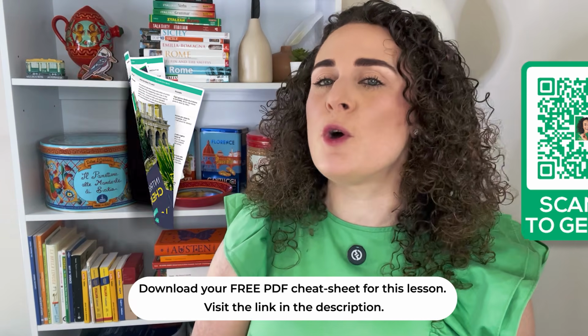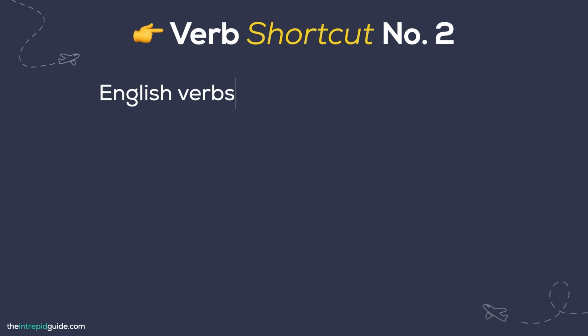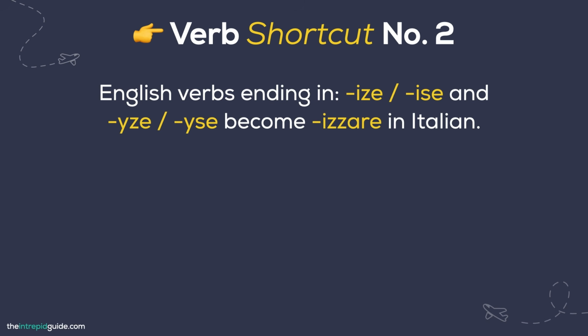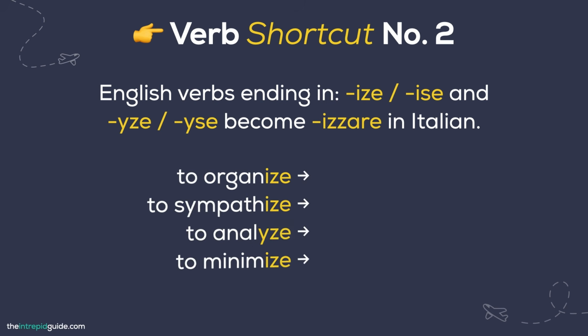Okay, moving on to shortcut number 2. And these will depend on if you speak American or British English. Either way, take a look at these options. If an English word ends in ize or ise or yze or yse, these often become izzare in Italian. Take a look at these examples.